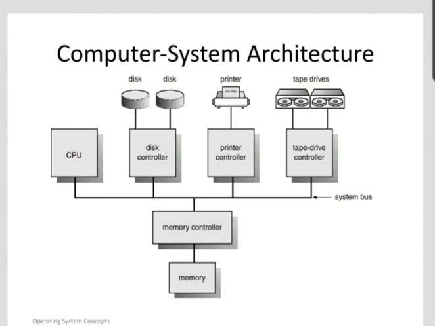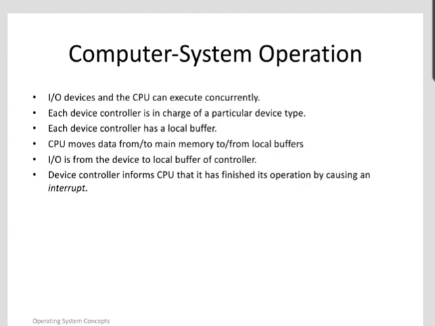So, the computer system architecture consists of the CPU, disk controller, printer controller, tape drive controllers, then memory controller, and memory. Next, the computer system operation.